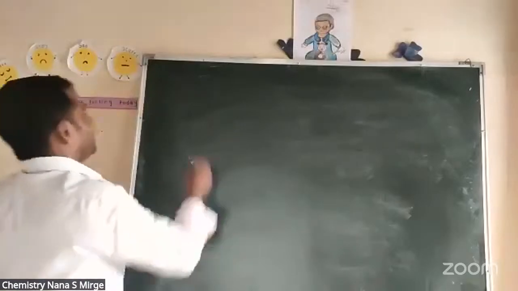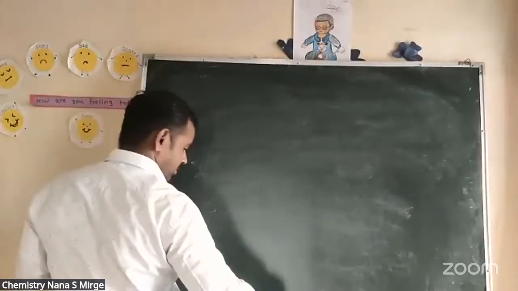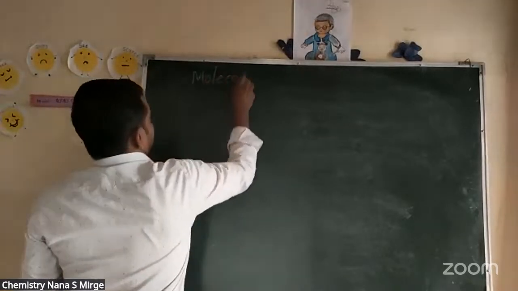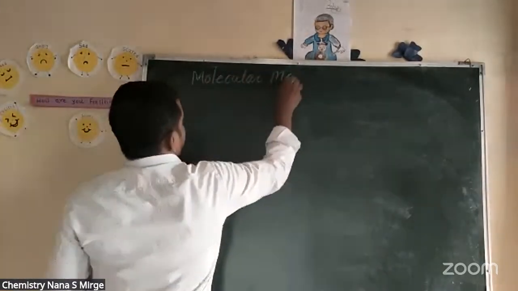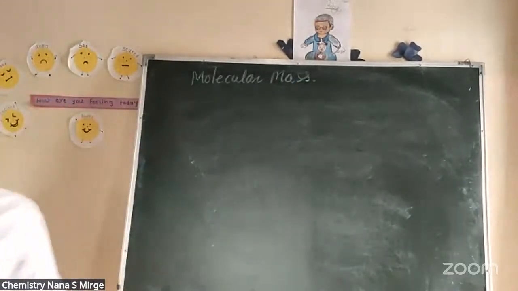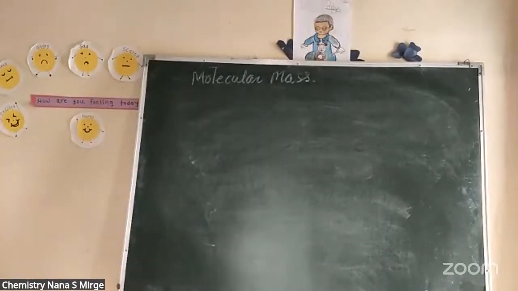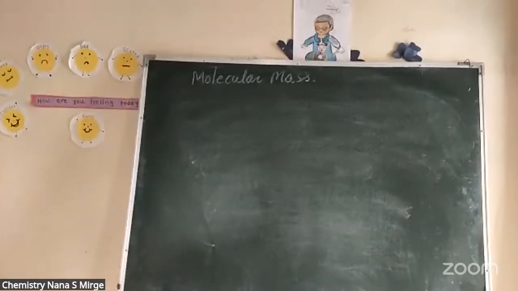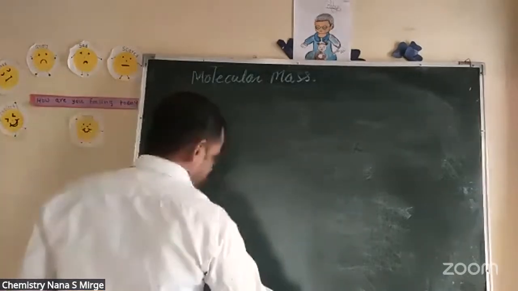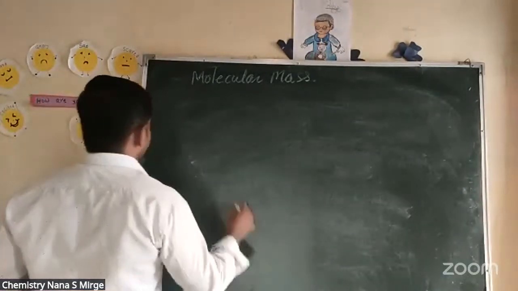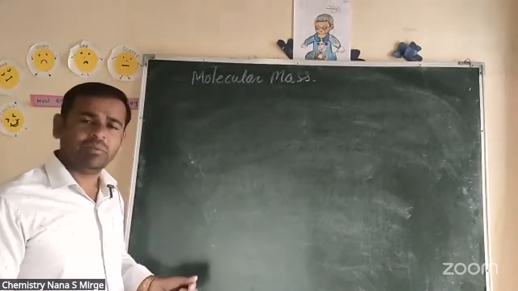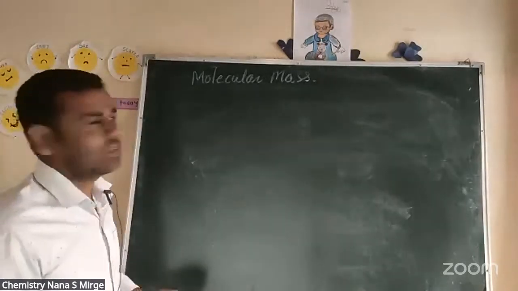Then molecular mass. So the mass of a molecule, a complete molecule, the complete package. How can you define the mass of a molecule? Molecular mass: the total atomic mass of each element in a molecule is called molecular mass.